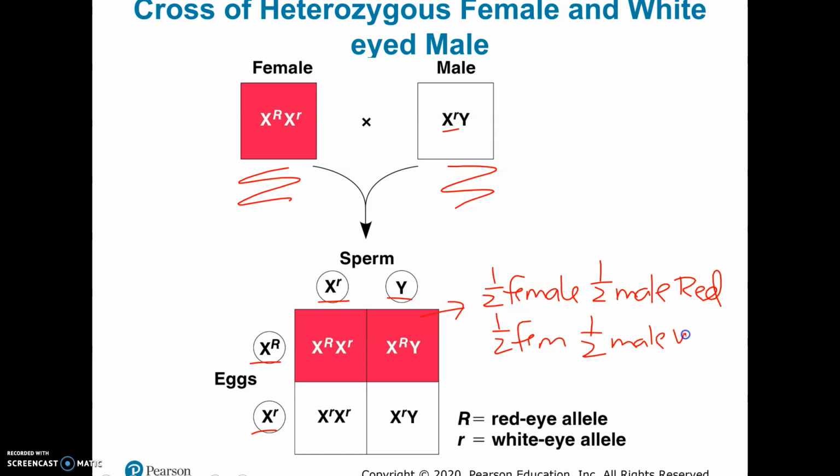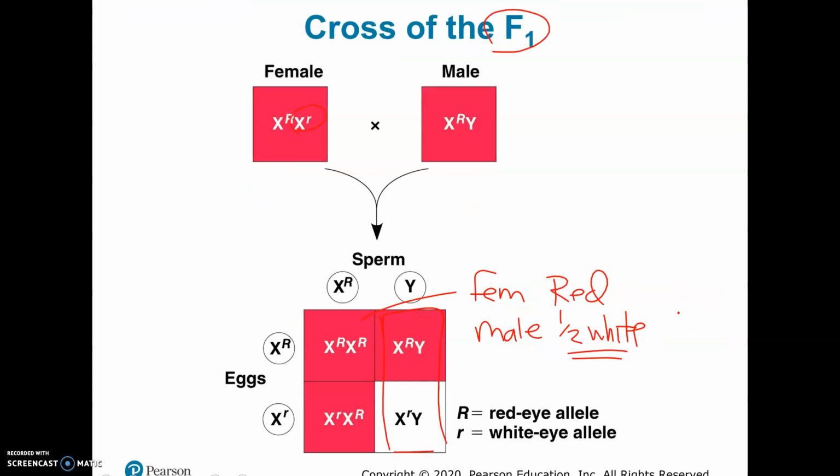So in this case, we do actually end up with the same proportion of red versus white. You could just say half of all the offspring would be red-eyed and half would be white-eyed in this particular cross. But in a lot of cases, you're going to see these traits more common in males, like here, where only males end up with white eyes.